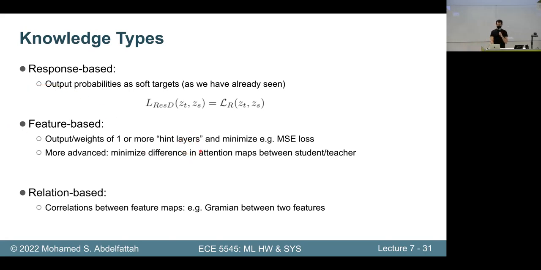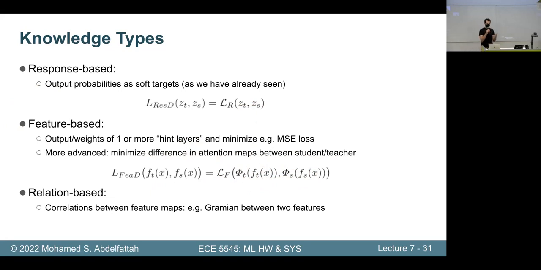These are more advanced loss functions. Usually the loss function will start looking something like this, whereas before it was just a distance function between the two outputs. Here it would be a distance function of a function of some feature of the teacher network and some feature of the student network. So it's still a one-liner in some cases, but you need to do more pre-processing in what goes in that one-liner.